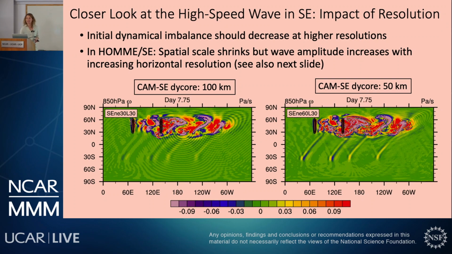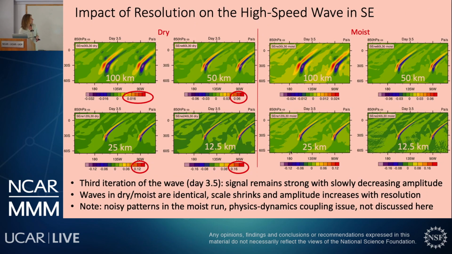How high speed is that? Before I get to that, we also convinced ourselves, as we go, for example in the dry case, from 150 to 25 to 12 kilometers, that it's really not going away. It's even actually increasing in magnitude. So that was a little bit unexpected. We see two things: these waves shrink in size, but they increase in magnitude. So they're not going away, which we were hoping for, because with higher resolution you get a better initial state.